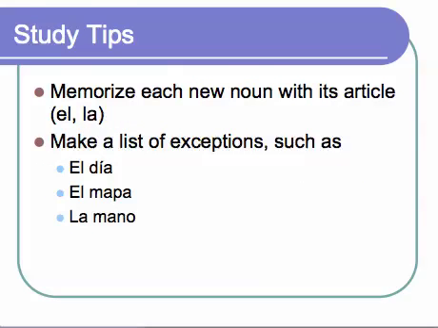Here's a few tips. When you memorize each new noun in Spanish, memorize it with its definite article el or la. That way, if it's el libro, you know that it's masculine because it has el. And if it's la capital, you know that it's feminine because it has la. And then you can make a list of exceptions somewhere in your notes of words that you think would be masculine but are actually feminine and vice versa, such as el día, el mapa, and la mano.